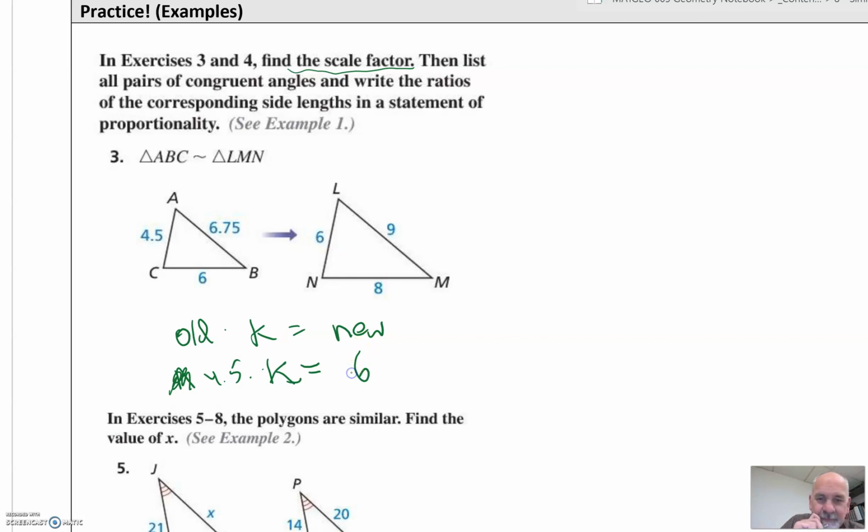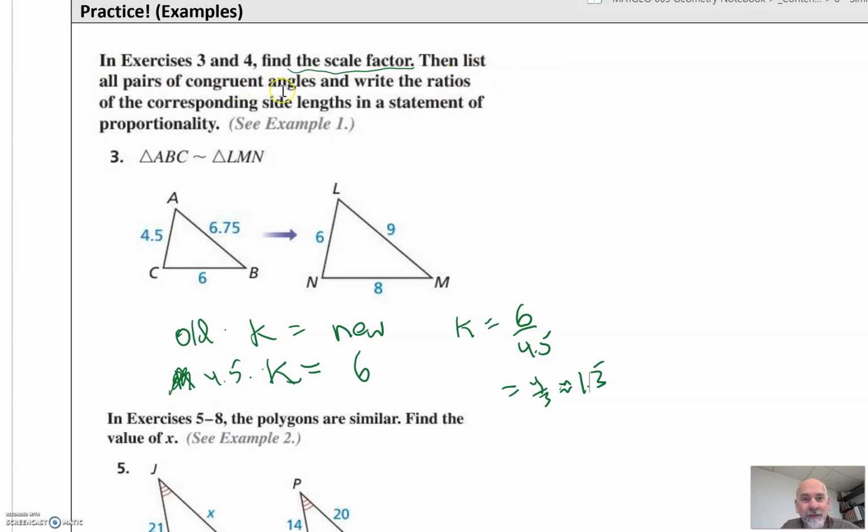It's equal to 6. So the scale factor is 6 divided by 4.5, which is the equivalent of 4/3, or about 1.3 repeating. So that's the scale factor. Cool. Now, I'm not going to go through all this problem.